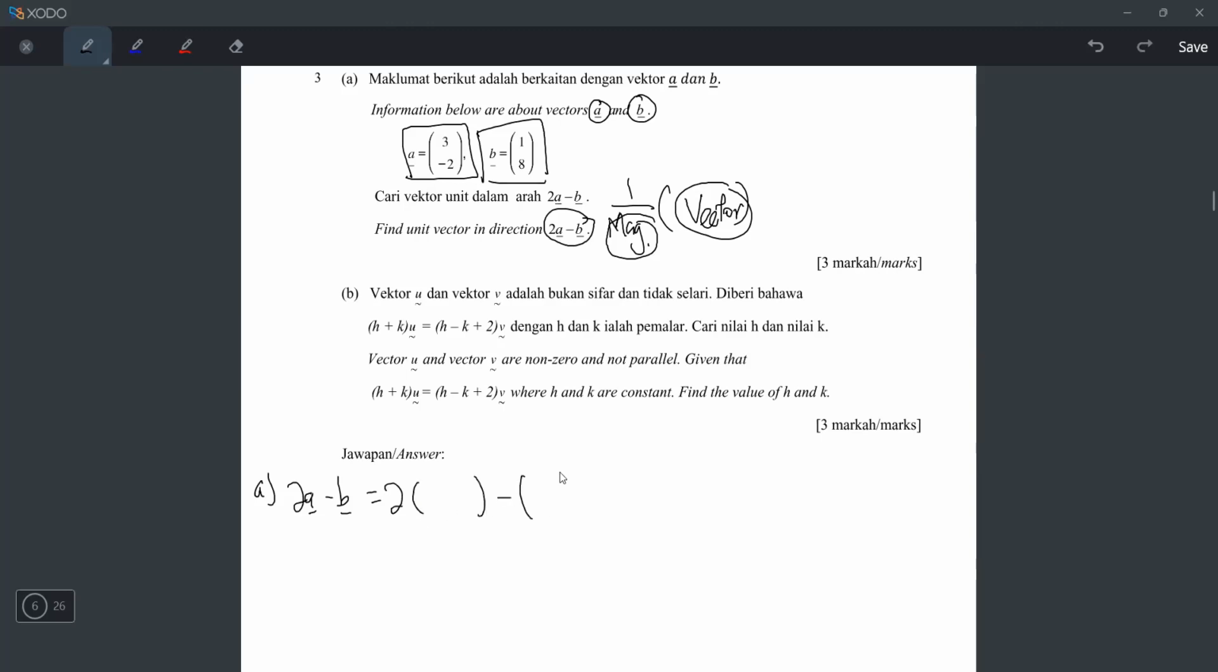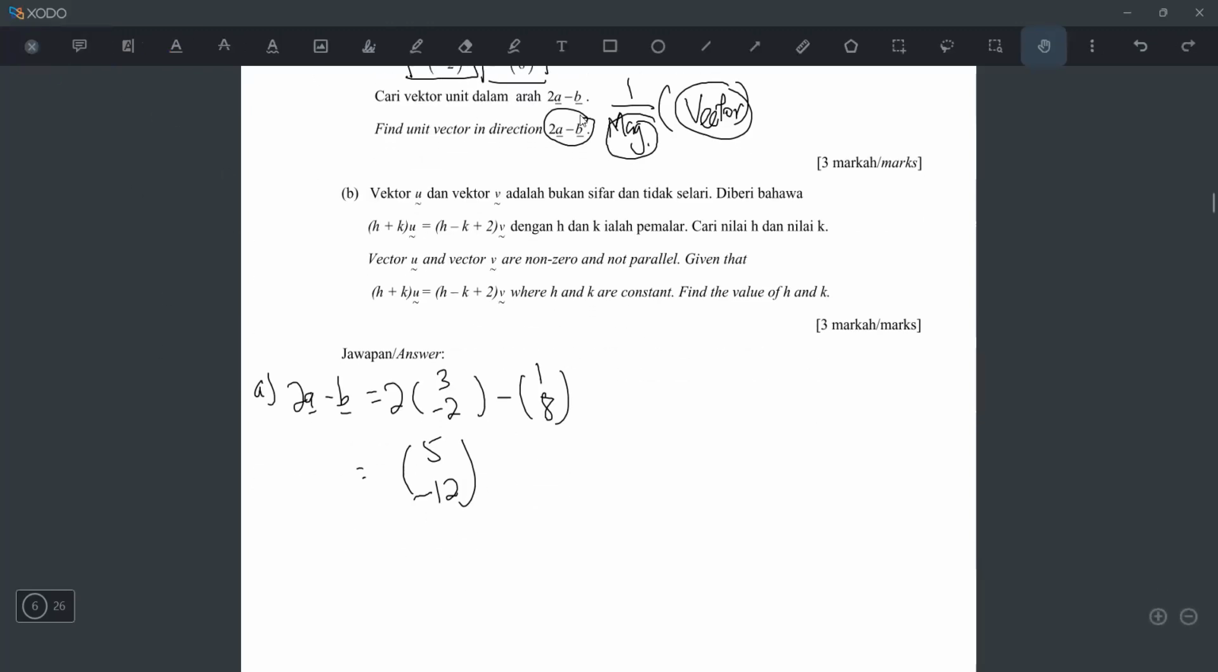Well, you just ganti lah, because they already say a is 3i minus 2j. But let's use the bracket punya cara tulis lah, because they give in bracket, right? So 2 times 3 is 6, 6 minus 1 is 5, 2 minus negative 2 is negative 4, minus 8 is negative 12. Rupa-rupanya this vector in terms of ij is 5i minus 12j.